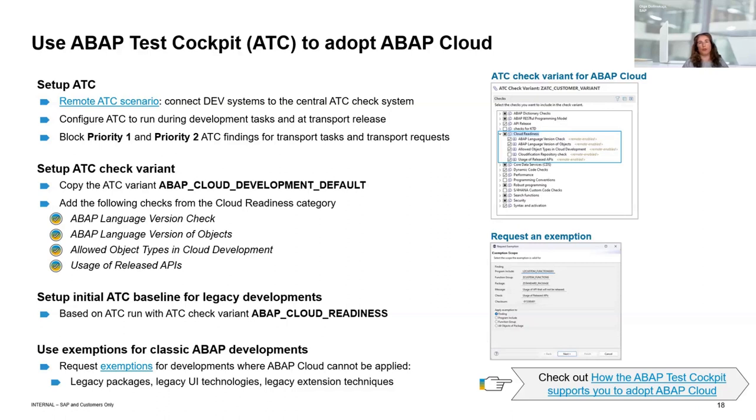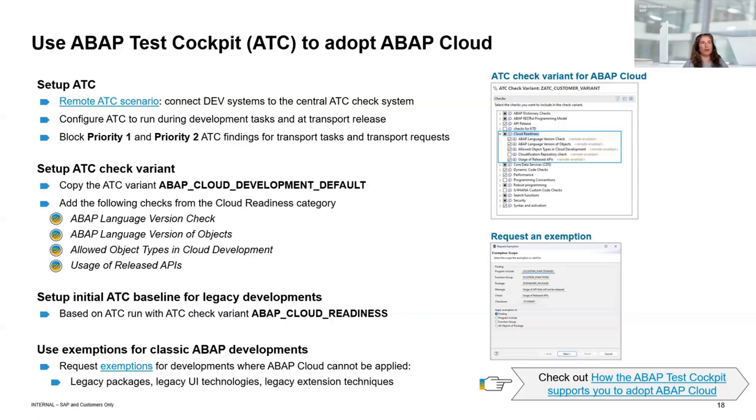and use it during development and during transport release. And also we propose to work with the ATC check variant ABAP Cloud development default and add to this check variant also the checks from cloud readiness category, because cloud readiness checks are necessary because you will need also to develop some extensions for your classic legacy developments, which you cannot develop with ABAP Cloud, like for example, adding Dynpro profiled or using not released APIs. All these kinds of legacy developments will also be checked with ATC checks.